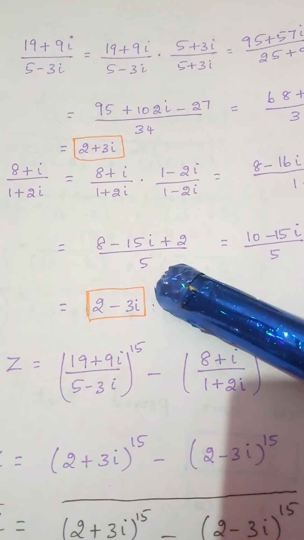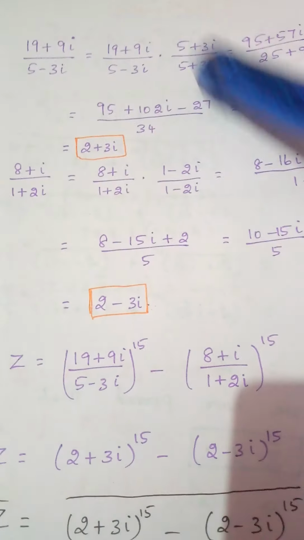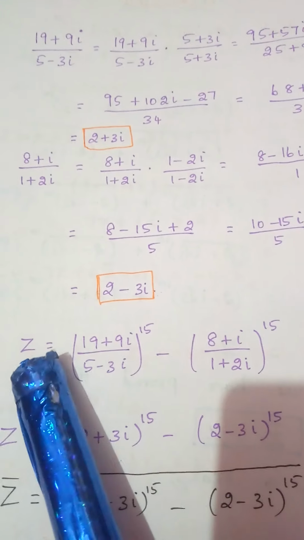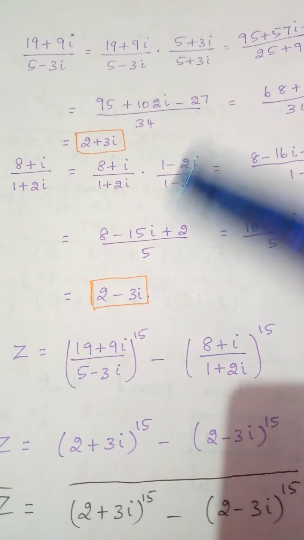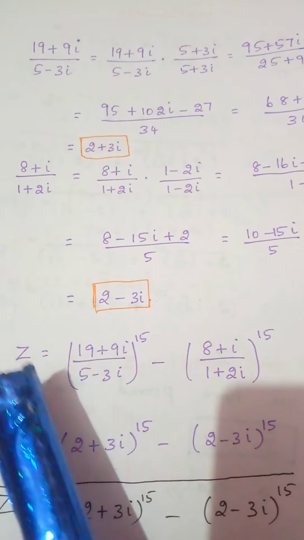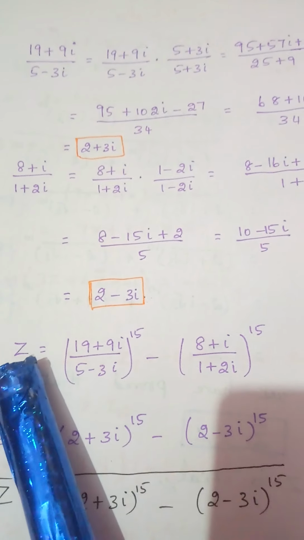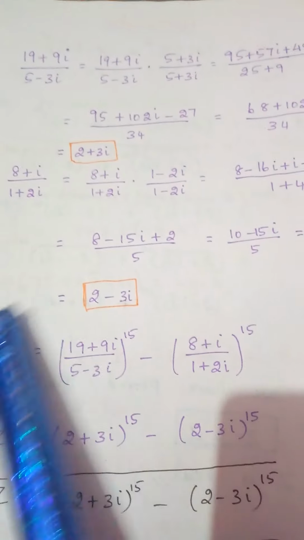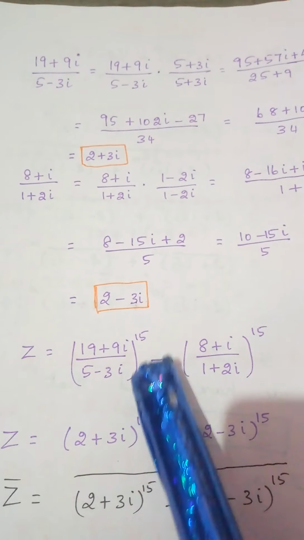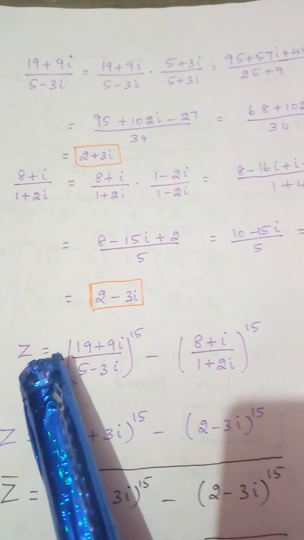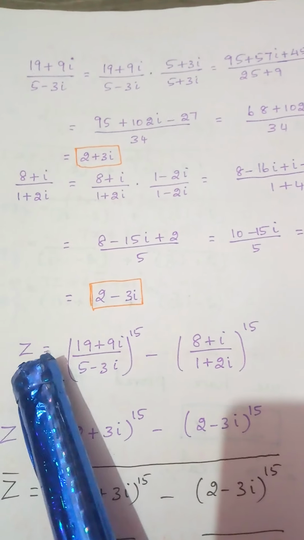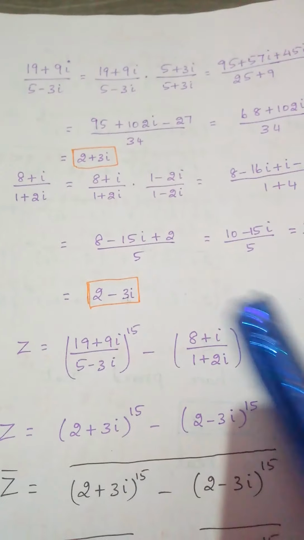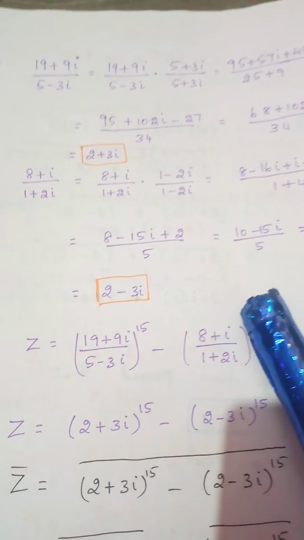Now, after calculating these things, we are coming to the problem actually. Before that we did some simplifications and kept the answers with ourselves. Now the given question is taken as Z. This is actually the question. What is our aim? We have to prove that this Z is purely imaginary.